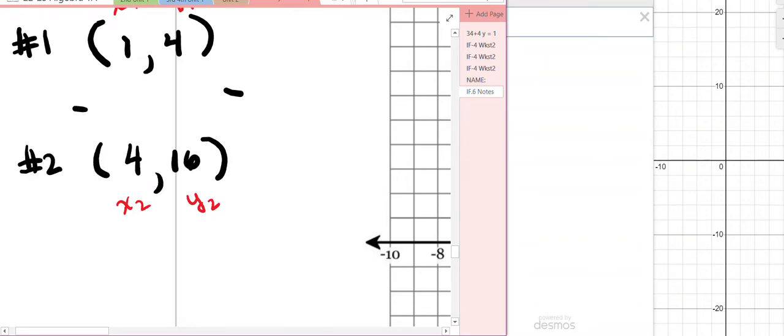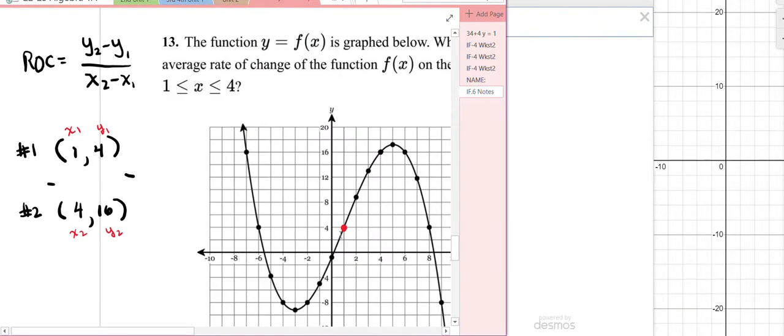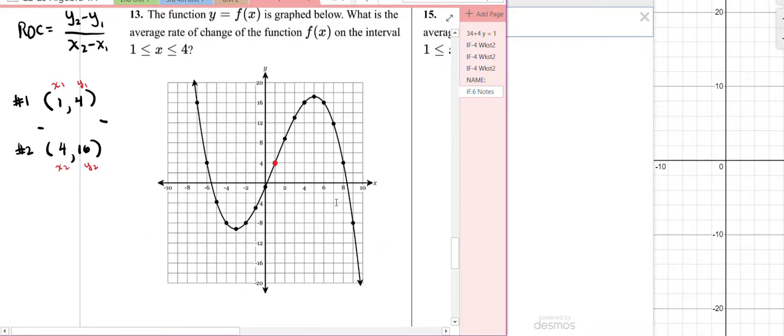That's all you have to do. There's no calculating or anything like that. You just have to be able to read the graph. Now we just have to do the rate of change calculation. Like I said, it's going to be y2 minus y1. This is y2, and this is y1.